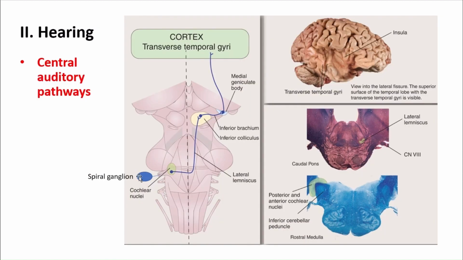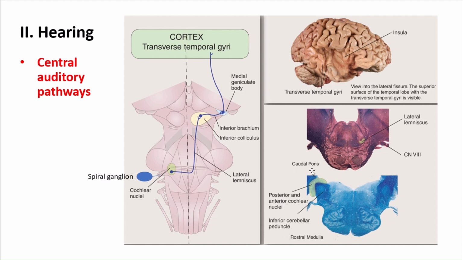So this is the spiral ganglion. That is where the cell bodies of these afferent nerves coming from the hair cells are located, in the cochlea. Then the fibers go to the brainstem. This is the location of the cochlear nuclei. The cochlear nuclei are located in the rostral medulla and in the caudal pons.